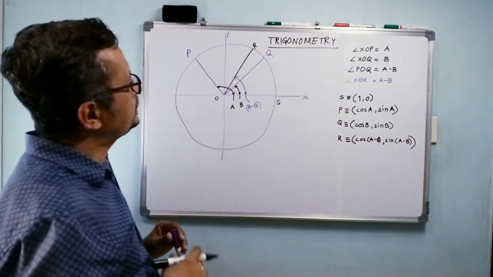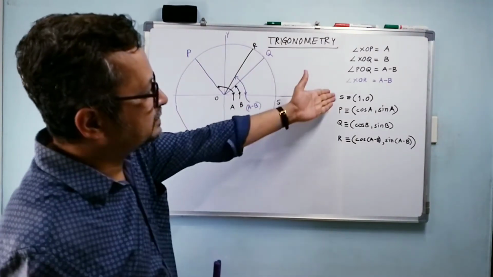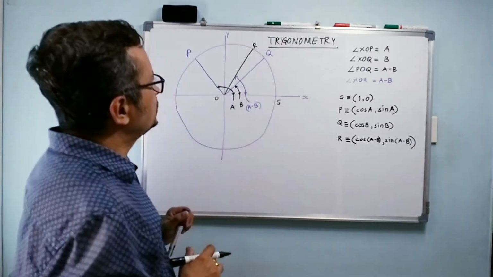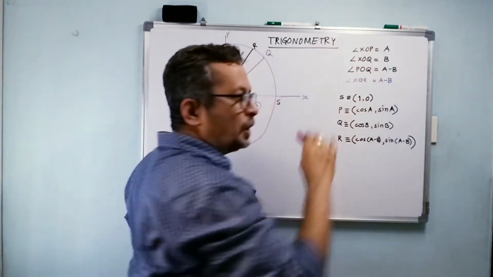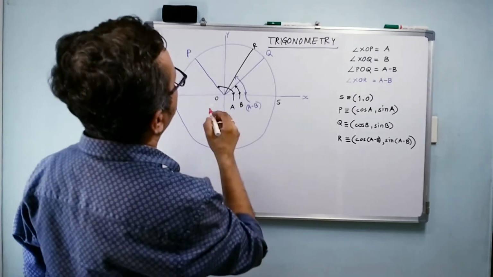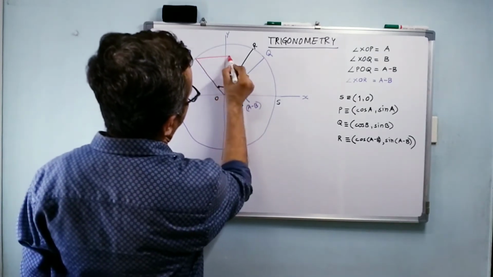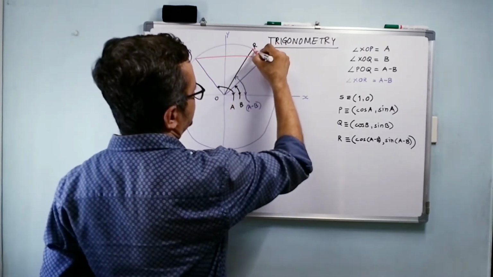Okay, and what about S? The coordinates of S I already have. Correct. So now I am going to do some more simple construction here. I'll have this chord PQ and this chord RS.